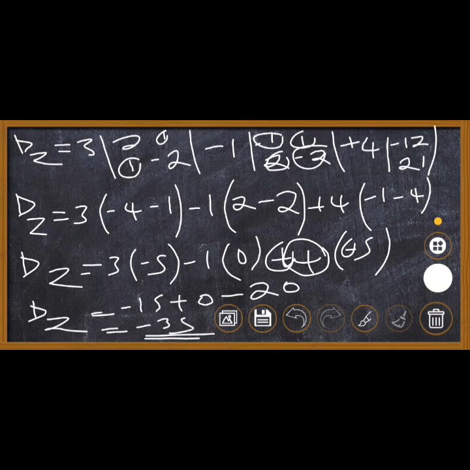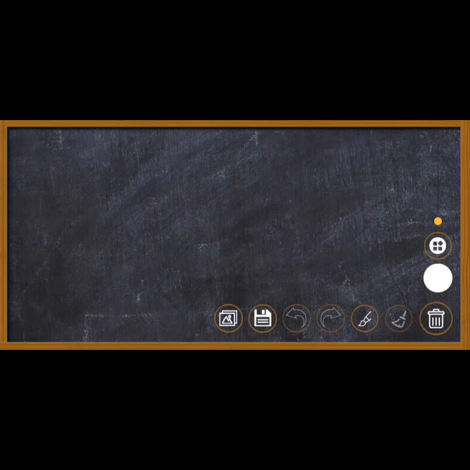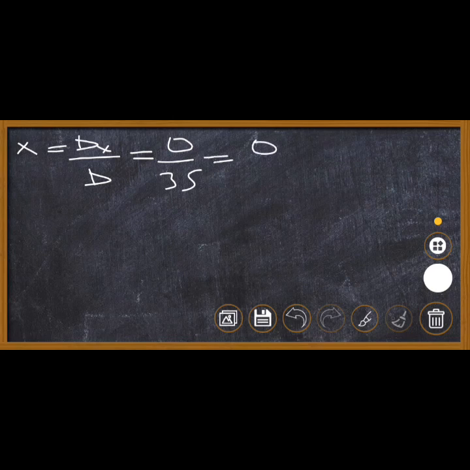So now we have found the values of the general determinant, dx, dy, and dz. Hopefully you are taking note of the values. To find the value of x, it's going to be dx over the general determinant. So what was our dx? Our dx was 0. Divided by 35, of course we are going to have 0.